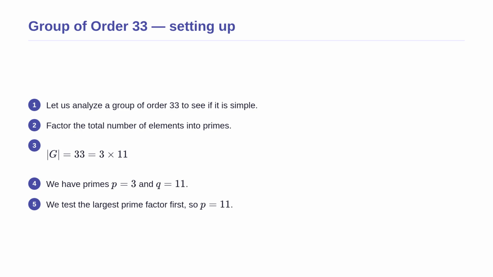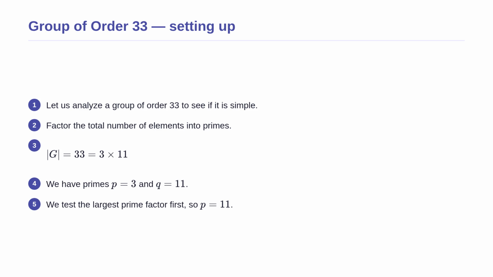Having successfully analyzed a group of order 15, let us tackle a slightly different problem: analyzing a group with 33 elements. This is a classic example of a group of order p times q, where p and q are distinct prime numbers. We want to find out if this group has any normal subgroups. Our approach remains exactly the same. We start by factoring the total number of elements. 33 breaks down neatly into the prime numbers 3 and 11.